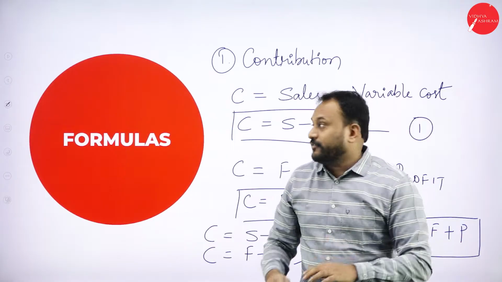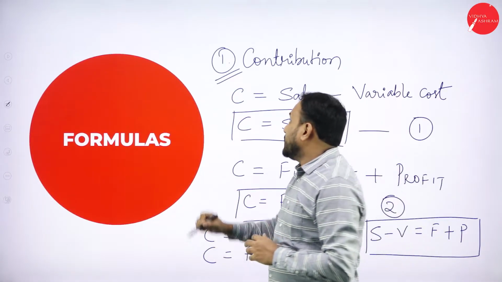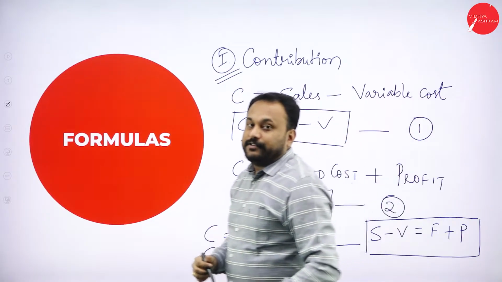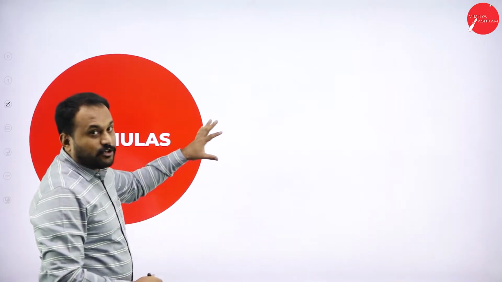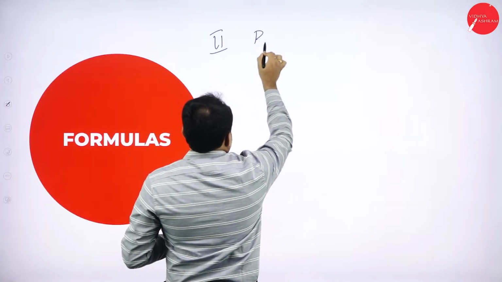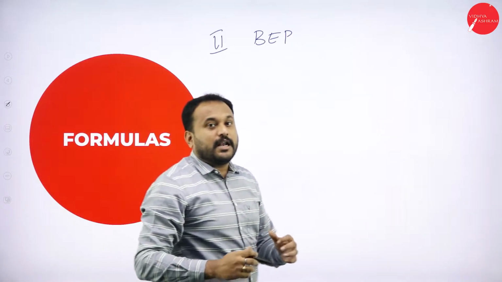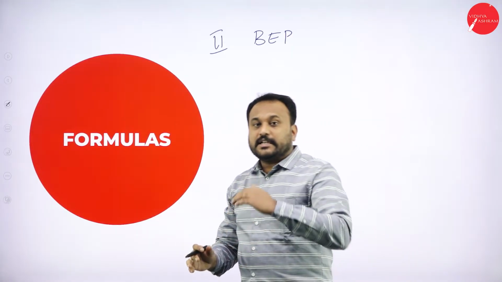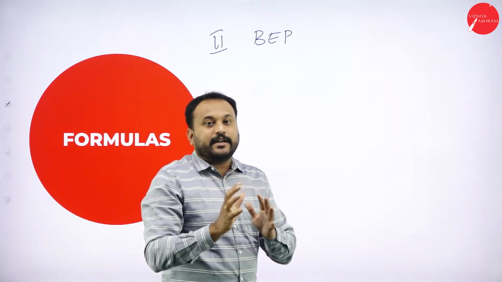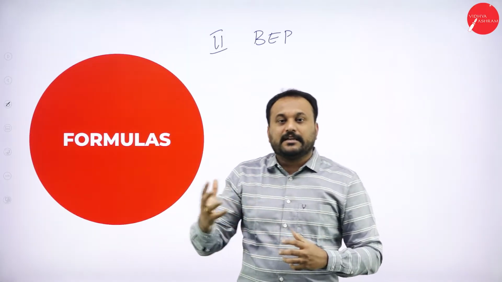Let's go with the second formula here. Now we are done with the first heading, that is contribution. Contribution is done. So we'll go with this Roman one. 1 is done. The next one, after contribution, that we are supposed to know, is called BEP. What is it? BEP, that is called break-even point. Now what is this break-even point? A particular point where you have neither profit nor losses. This is called break-even point.